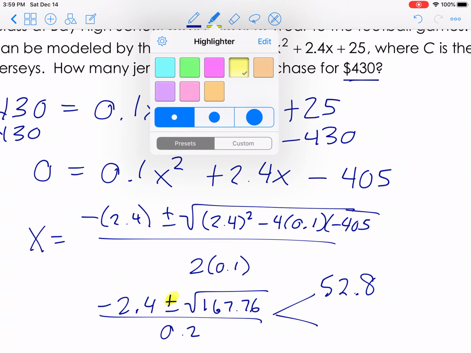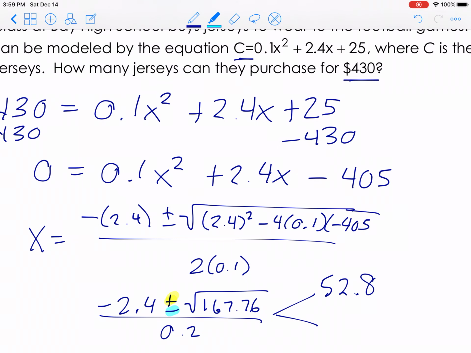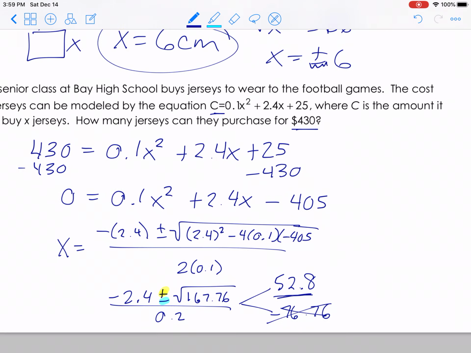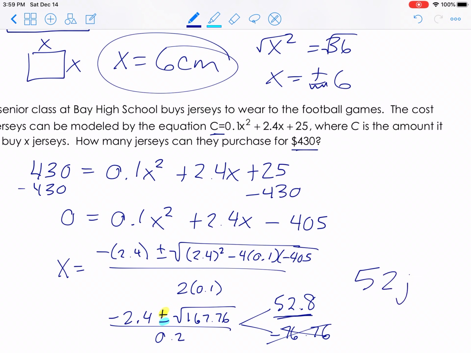If I do now the subtraction one, I'm guessing it's going to give me a negative answer that will not be useful, but it's worth checking just in the name of being clear. This one I got negative 76.76, so yeah, they wouldn't buy negative 76 jerseys. How many can they purchase for $430? So if they purchase 52, they'll have some money left over. If they purchase 53, then they will have spent a little bit more than what they could afford. So I would probably stop it at 52 jerseys.